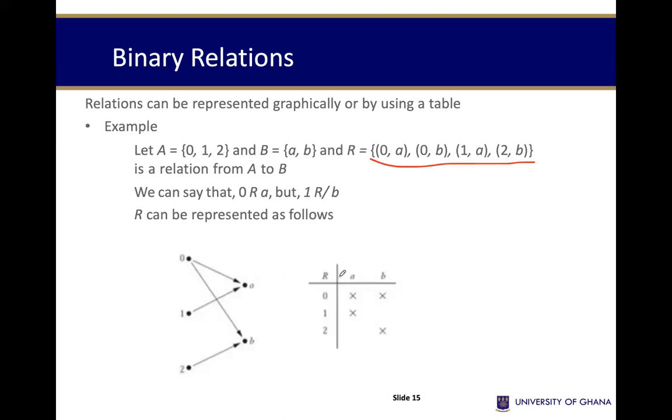For the tabular representation, we have A and B being the columns, and 0, 1, and 2 being the respective rows. If I have 0A, it is there, so I indicate that with a cross. Then I have 0B, which is also there. Then I have 1A, which is there. But I cannot have 1B, it's not part of it, so I leave it. Then I have 2B, which is here. But I cannot have 2A, so that one is also left blank.